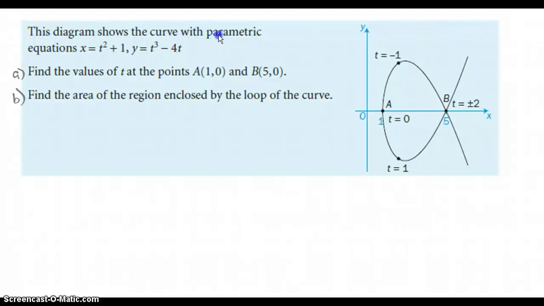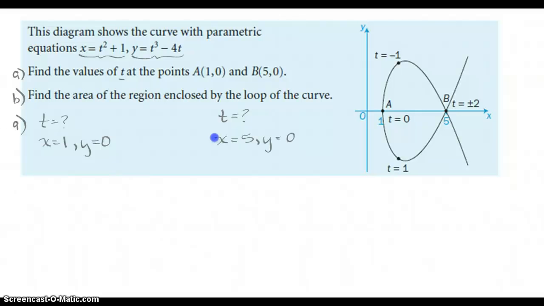But this says the diagram shows the curve with parametric equations x equals t squared plus 1, y equals t cubed minus 4t. So part A says find the values of t at the points A, which is (1, 0), and B, which is (5, 0). So that's fairly straightforward. What is t when x equals 1 and y equals 0? That's the first part. The second one says what is t when x equals 5 and y equals 0. So we have relationships between x and t. So let's just plug that in.